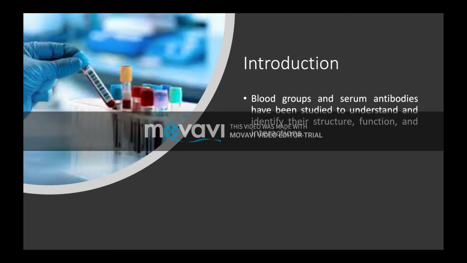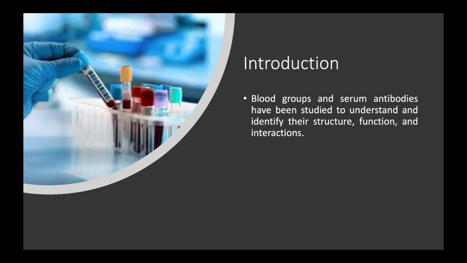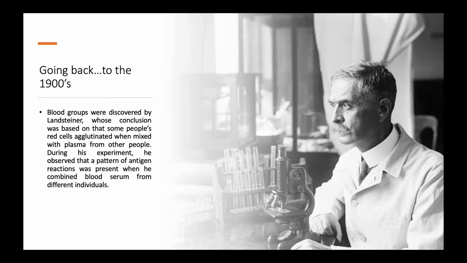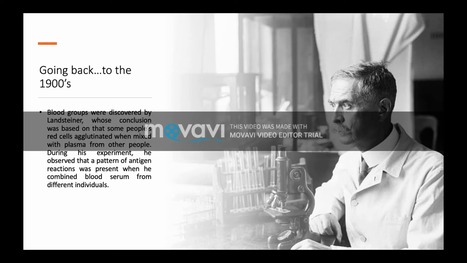Introduction. Blood groups and seroantibodies have been studied to understand and identify their structure, function, and interactions. In the 19th century, the blood groups were discovered by Landsteiner, whose conclusion was based on the fact that some people's red cells agglutinated when mixed with plasma from other people.